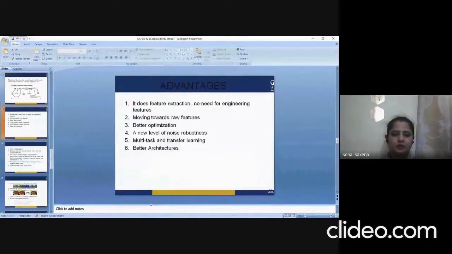So let us now come over to the advantages part. The advantages are that it does feature extraction, so there is no need for engineering features. Moving towards raw features, it gives better optimization, and there is a new level of noise robustness. It can work even in noise. Then multitask and transfer learning services are there, and it has better architectures.